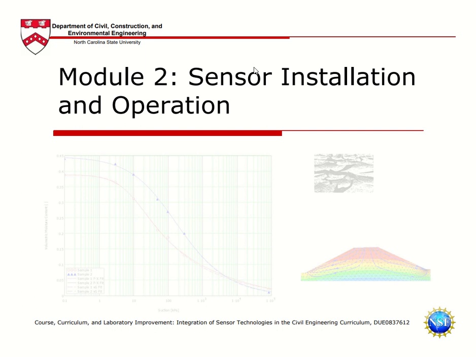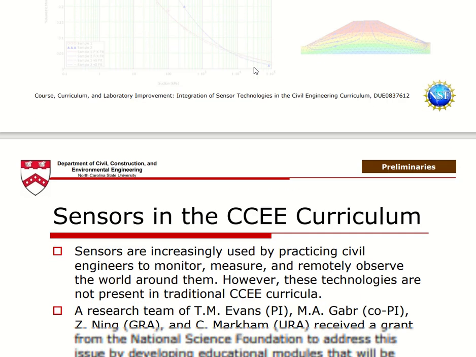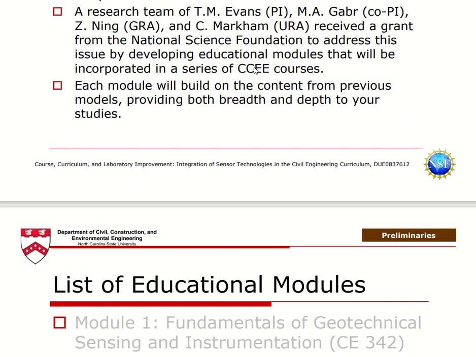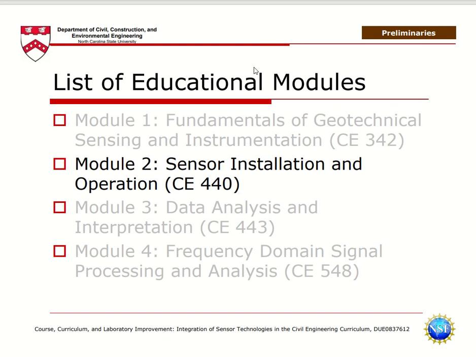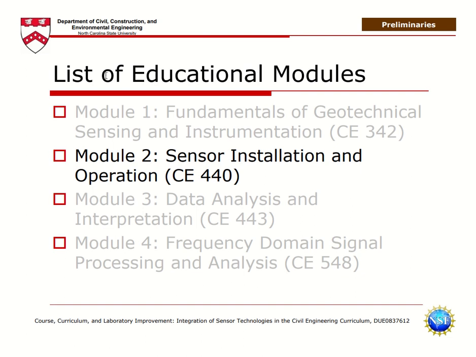So in this chapter, what we are going to discuss, let's see, we have a total of four modules. We have already completed the first one. The second one is on the way. The third one is data analysis and interpretation, and the fourth will be frequency domain signal processing and analysis.